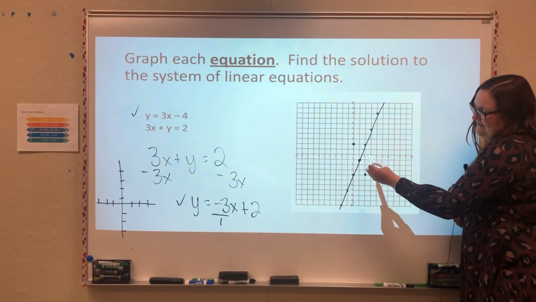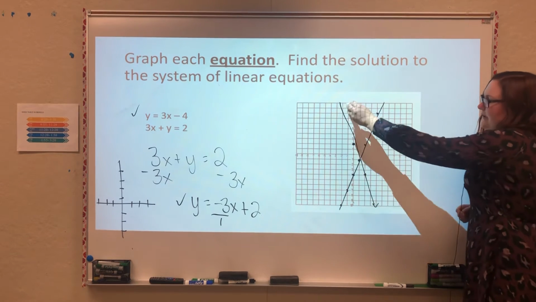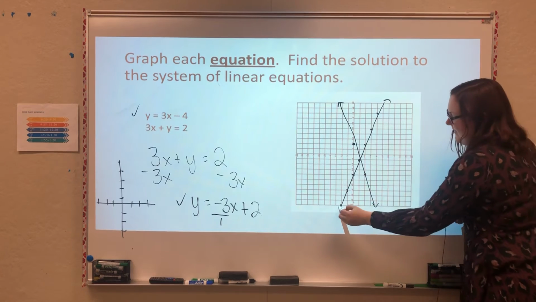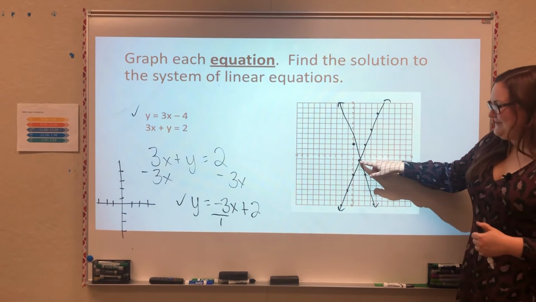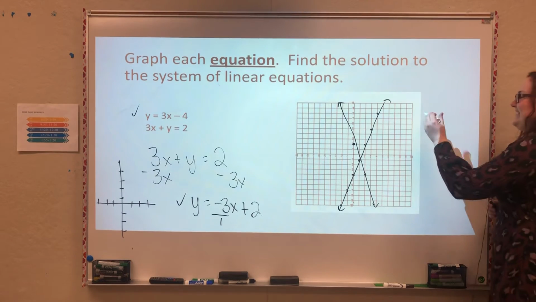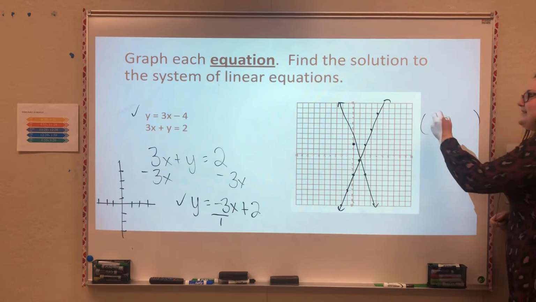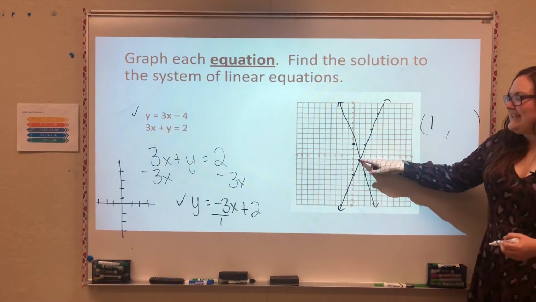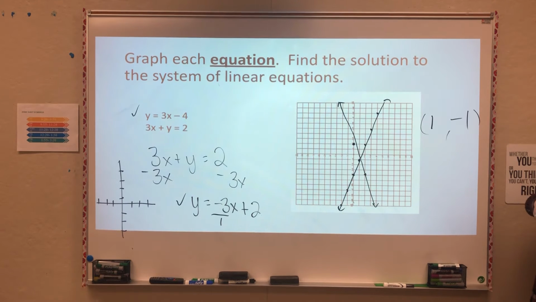I could do one more point, but I'm going to go ahead and draw our lines. Ooh, I don't know if that one was really straight. But it doesn't matter if it's straight because I see my solution point. It's this point right here. If I want to label that point, that is 1 on our x-axis, and that point is at -1 on our y-axis. So we get the solution point is 1, -1.